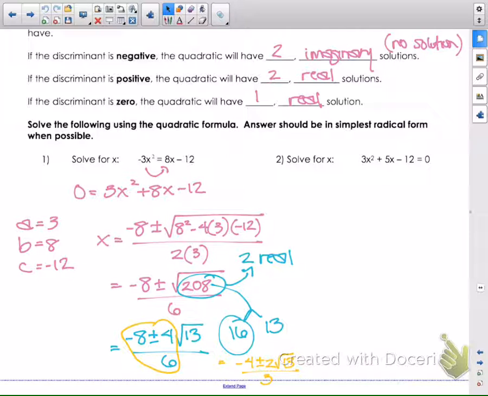Okay, let's try number 2. Do I have to move everything or no? No, because it's already equal to what? 0. So what's my A, what's my B, what's my C? 3, 5, -12. Okay, so we're going to plug this in.